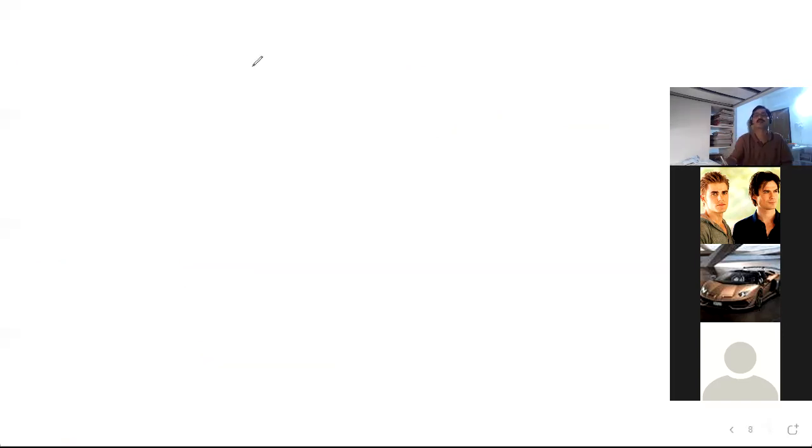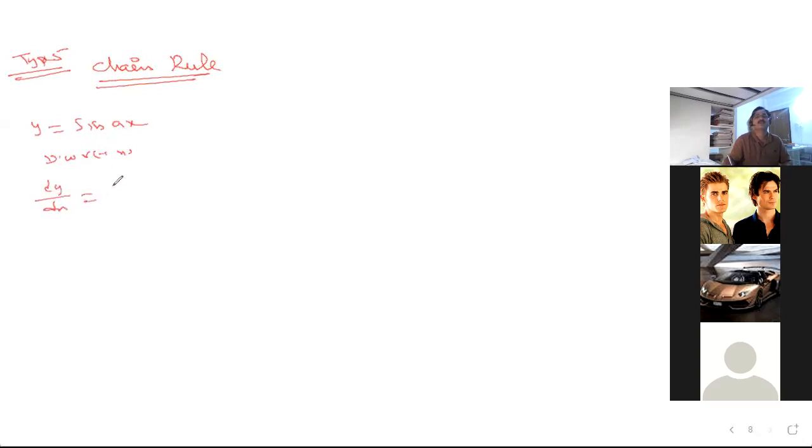Observe carefully. Now, type 5. What is this? This is type 5. In type 5, guys, please remember, you can call it the chain rule. What does chain rule mean? I'll go for this one. Suppose sin ax is there. If you differentiate with respect to x, dy by dx, what is the sine derivative? cos ax.